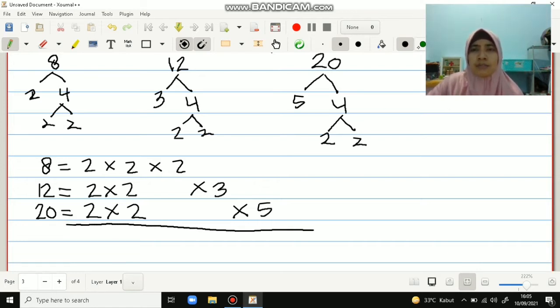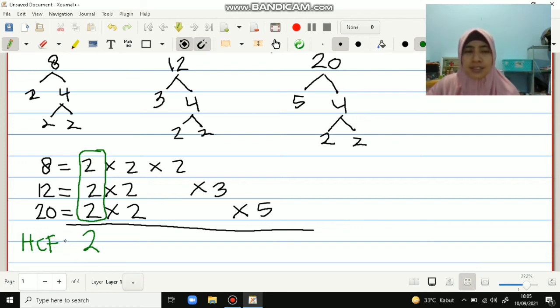The common number among the factors. 2. The first 2 is common because those 3 numbers have it. 2, 2, and 2. So you may write it here as the HCF. Is the HCF 2? It's not finished yet. Check again.